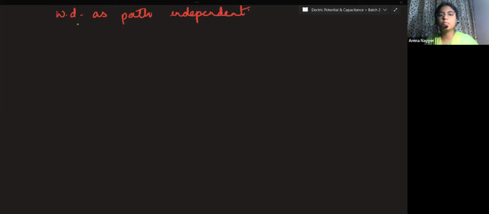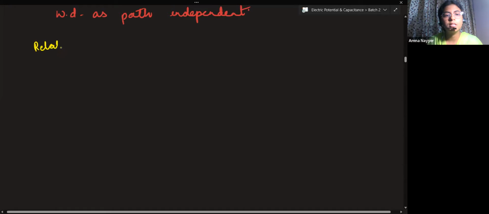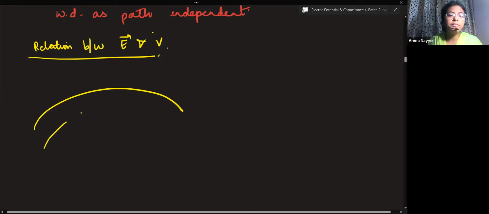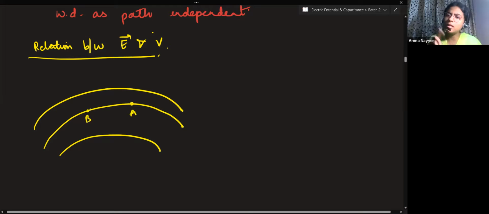Now, before we move on to the next topic, there's one small topic: relation between electric field and potential. Now see, if I give you electric field lines, these are electric field lines, and I have taken 2 points, A point, B point. These curves are electric field lines. This separation AB is dr.